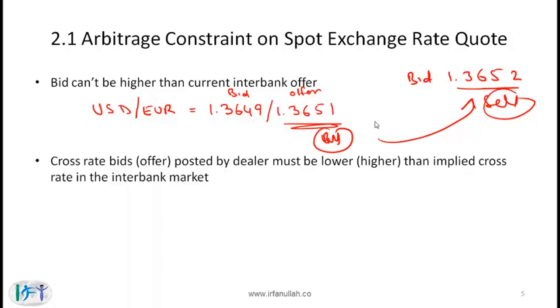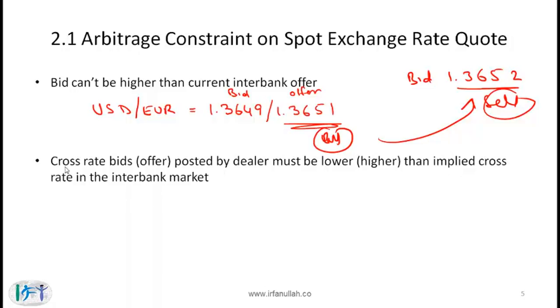If such a situation even arises, it will be arbitraged away very quickly. The key point from an exam perspective to remember is this arbitrage constraint, that a bid can't be higher than the current interbank offer rate. If this does temporarily happen, it will be arbitraged away.